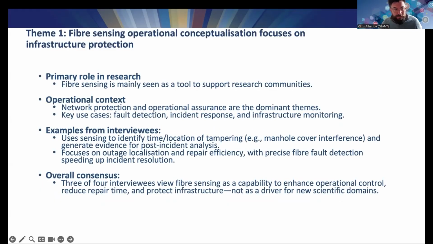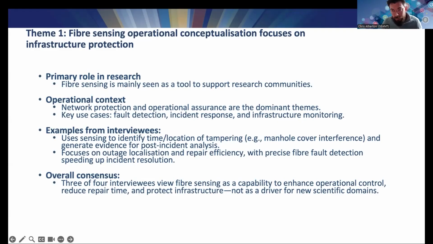So the first theme that came out was that fiber sensing from an operational conceptualization focuses more on infrastructure protection, which again is understandable given that infrastructure monitoring is something that's of interest to the NRENs that we surveyed overall.